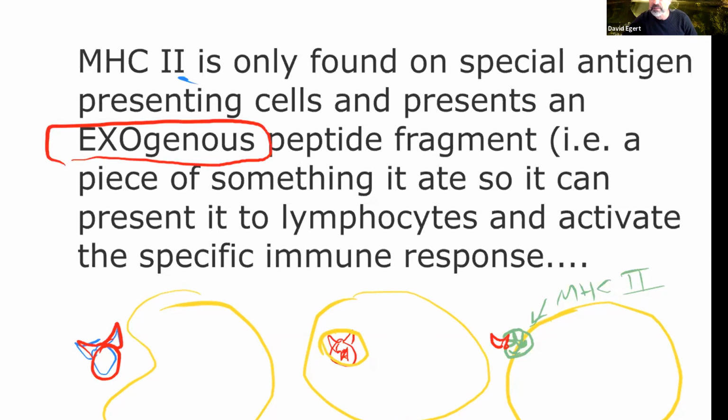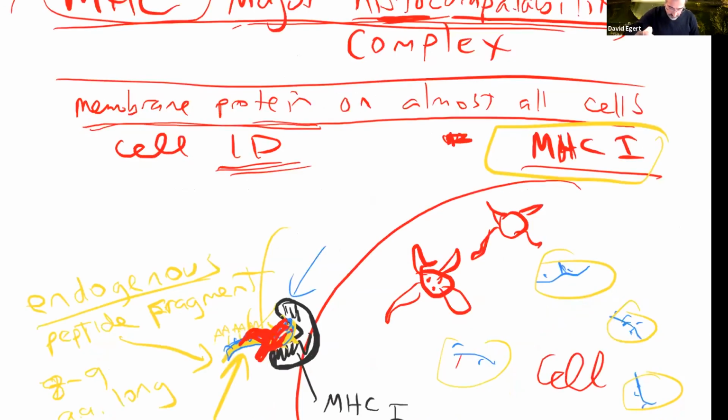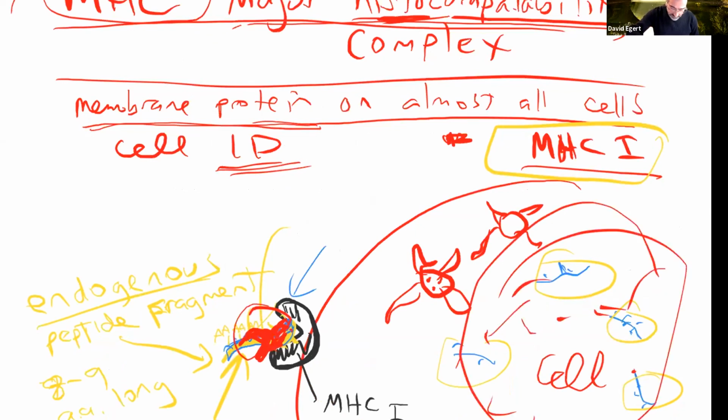Does that make sense? Yeah, and the endogenous peptide fragment is, you said, the 8 to 9 amino acids that came from inside the cell. Correct. So in MHC1, there's just some random fragment that started inside the cell and then got assembled into MHC1. So most of the time, if the cell's healthy, it should just be some normal thing. It shouldn't be anything weird. But if the cell has been attacked by viruses, then it might actually be a piece of the virus that is now kind of infesting the cell.